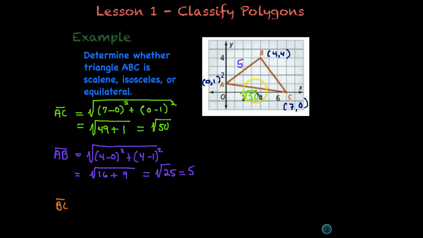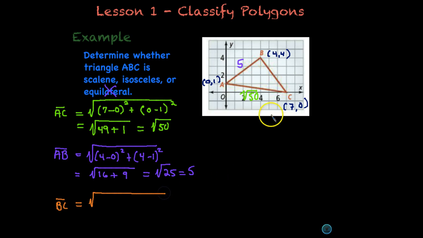Okay, I now have two sides, so I can start eliminating some of these triangle options. Since these sides are both different, I know that I can't have an equilateral triangle because an equilateral triangle says that all sides have to be the same. I could have a scalene, or I could still have an isosceles if this side was 5 or root 50. So I need to keep calculating. Let's do our last side.